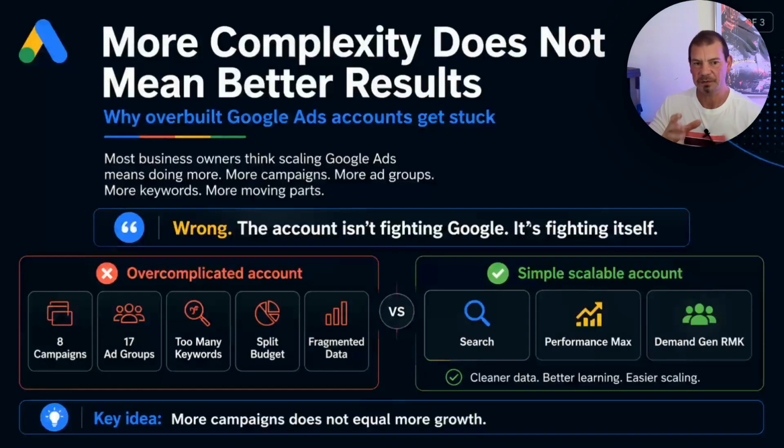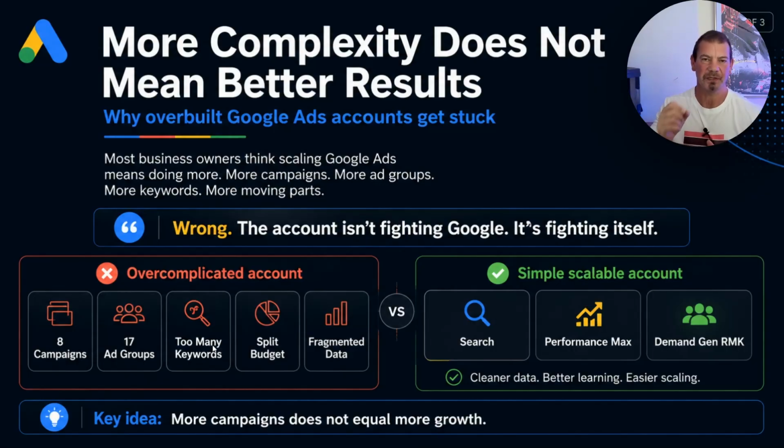A lot of the time when I'm taking over accounts, I'll reduce the number of campaigns. Then I know that we've got a clear structure, and I know exactly how we can vertically and horizontally scale. I'll go into that in a second. But we can see here, I'll give you an example: 8 campaigns running, 17 ad groups, too many keywords that we're targeting, split budget.